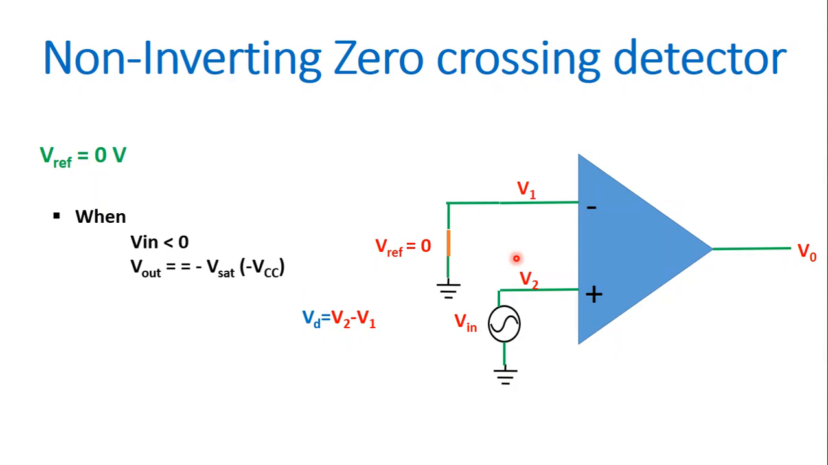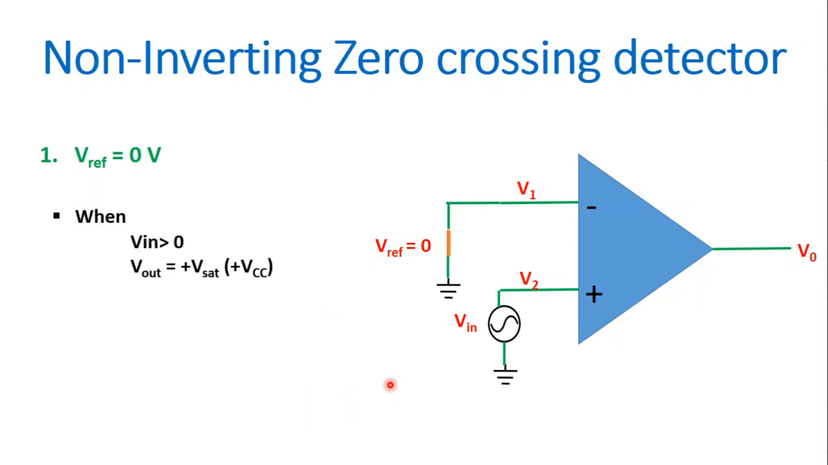So from the circuit Vd is equal to V2 minus V1, here V2 is equal to V in and V1 is equal to 0. So we get Vd is equal to V in minus 0. Since Vin is smaller than 0, we get Vd is equal to negative. Therefore, output voltage will also be negative and it will go to minus V saturation.